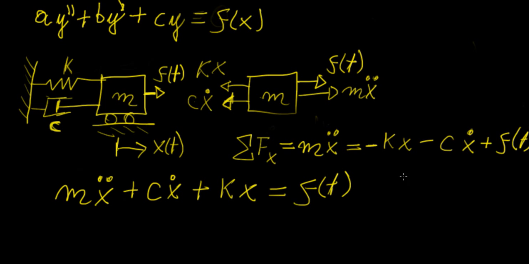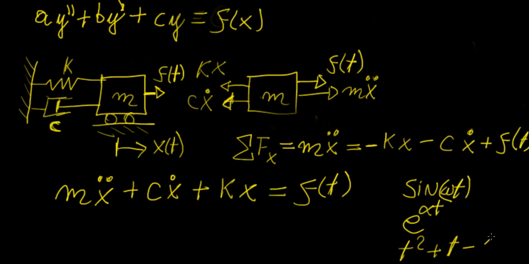This driving force can be anything. It could be a sinusoidal or trigonometric function, like sine of omega t with some frequency. It could be an exponential function, like e to the alpha t, or it could be a polynomial like t squared plus t minus 1. This can be anything that we choose, and these are things that might be related to the force acting on the system.